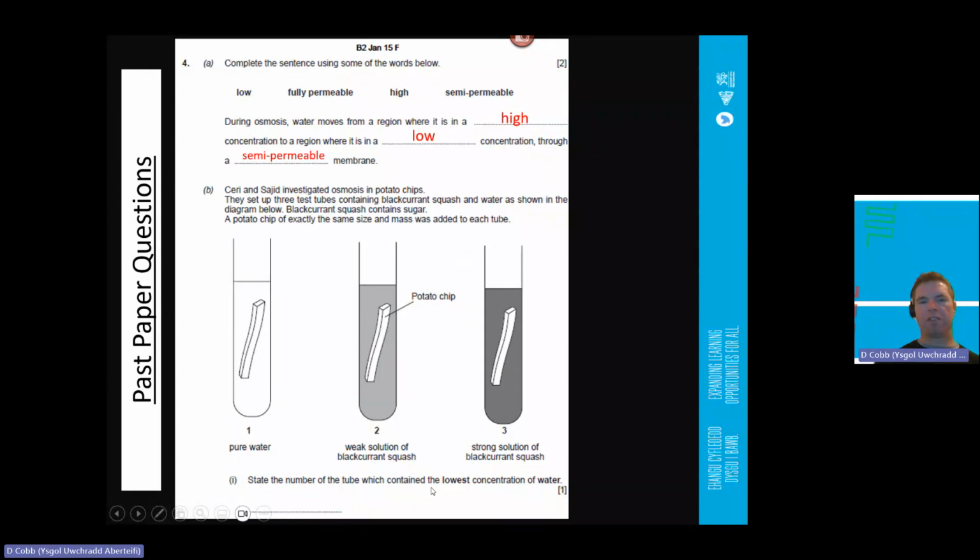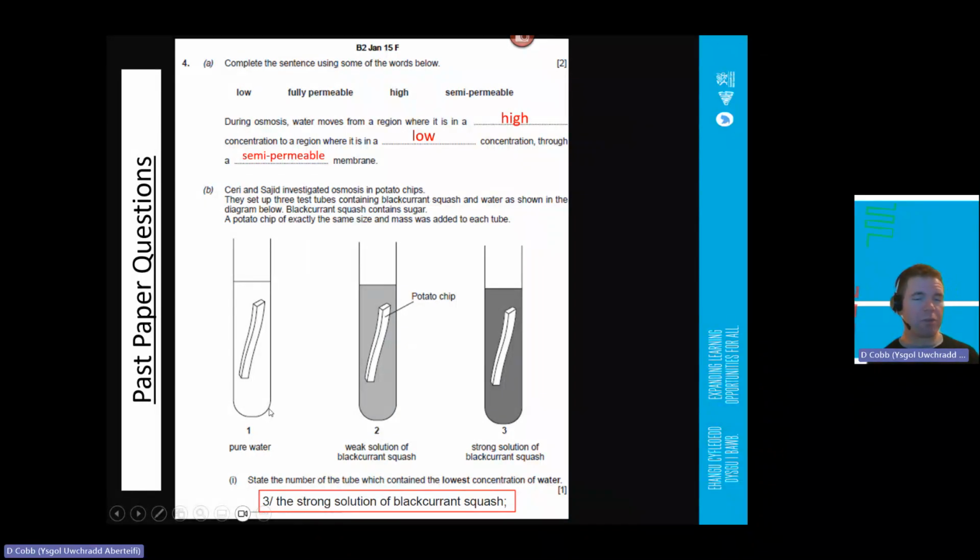And they try and help you here. It's a foundation question to let you focus on where they want you to use this idea of high water concentration to low water concentration. So identifying which of those tubes has the lowest concentration of water, identifying that as being 3, because you have got the strongest solution of blackcurrant squash, and 1 has the highest concentration of water.